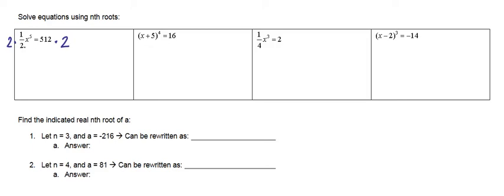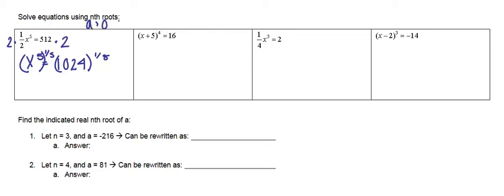Okay? So let's try a couple of equations using what we just learned. My goal here is to get x to the fifth power by itself. So the first thing I'm going to do is multiply by 2 on both sides. So that's going to cancel out my fractions. I'm going to have x to the fifth power equals 1024. I want to go ahead and cancel this fifth power.